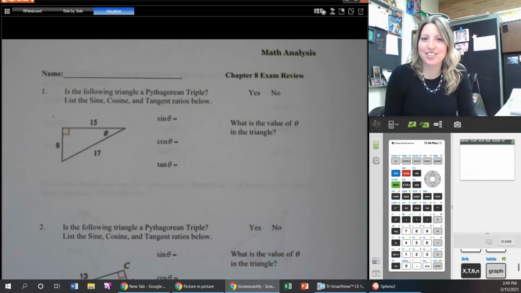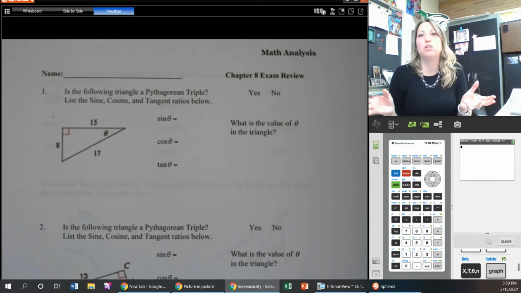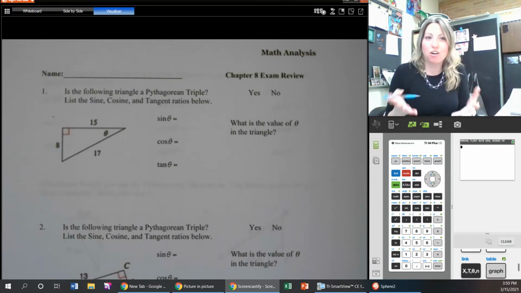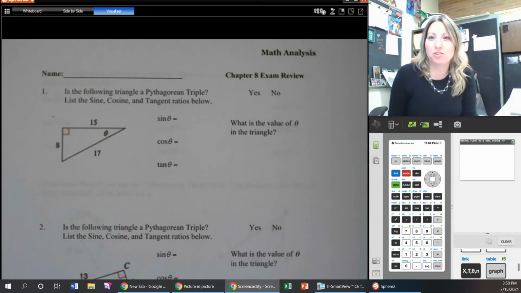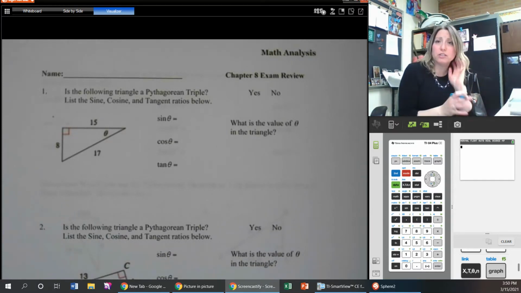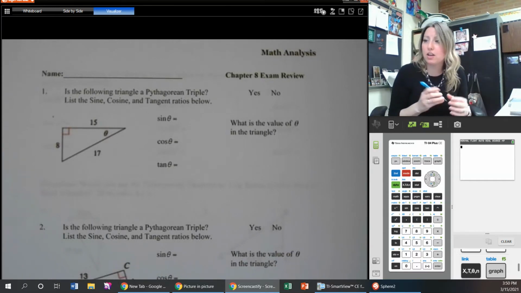Hello, math analyzers. Let's put chapter 8 to bed with a nice little exam review before we move on and start using all this really fun right triangle trig information. So, much like with our quiz, we're going to start with a right triangle. It's got a theta listed in there.